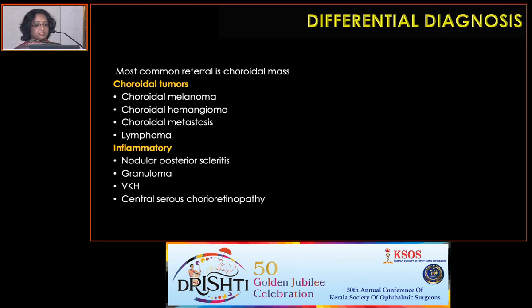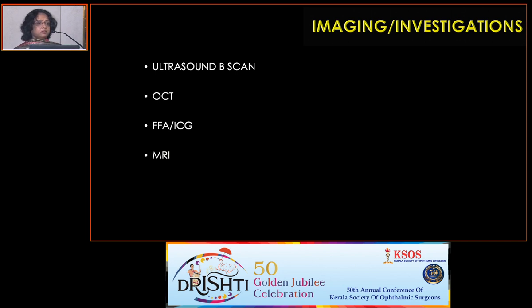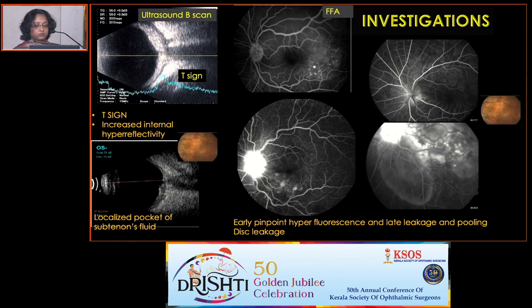So what are the differentials? As I mentioned, they could be tumors or inflammatory. Tumors like melanoma, hemangioma, metastasis, lymphoma, and inflammatory like granuloma, VKH, or central serous chorioretinopathy. The main clue in making a correct diagnosis is multimodal imaging. The most important is ultrasound B scan. Then OCT; of late we see that many of these conditions can have various specific features. Then FFA and ICG, to differentiate these conditions. And sometimes we may have to subject the patient to MRI also.